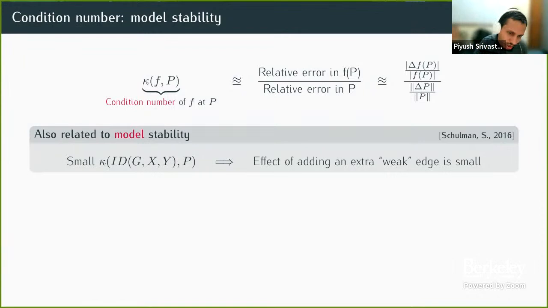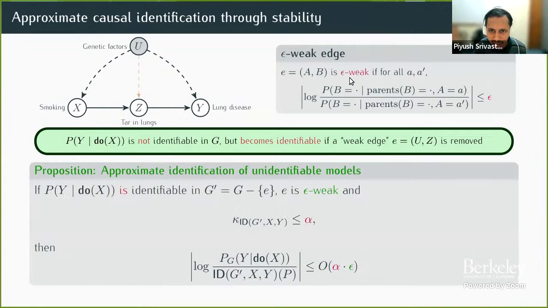So what this means, from some previous work, is that if you have a weak edge, and a weak edge is given by this kind of condition, what this condition is saying is that if you change the value at the head of the edge, then the conditional distribution of the tail does not change much in a relative sense. Instead of logs, you can just think of the ratio being bounded between one plus minus epsilon.